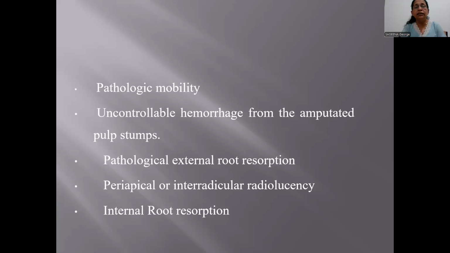And another important contraindication for pulpotomy is when we open up the pulp and remove the coronal pulp, the hemorrhage from the amputation site should be controllable. We should be able to control bleeding in less than 5 minutes of cotton pellet pressure application.